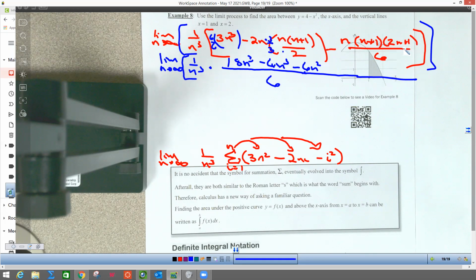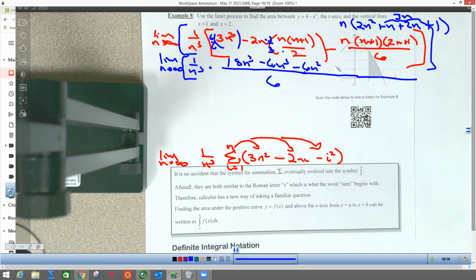Last but not least, I got to do this one over here. And I'm going to FOIL these two together first. So I got n, and when I FOIL these two, I get 2n times n is 2n squared. N times 1 is n. 2n times 1 is 2n. And 1 times 1 is 1. I hope you see these two are like terms, so that's 3n. And now I'm going to take this n and distribute it to all three of these terms.